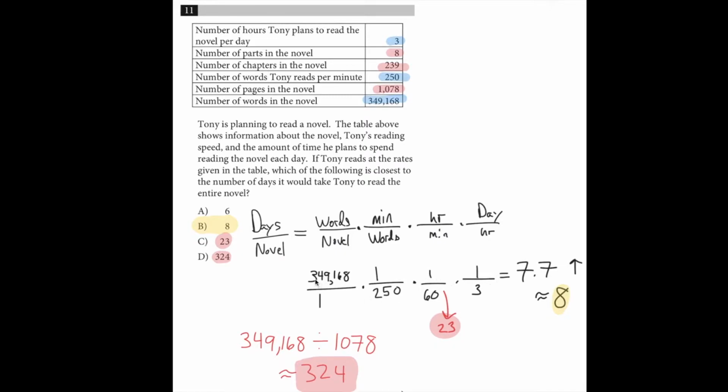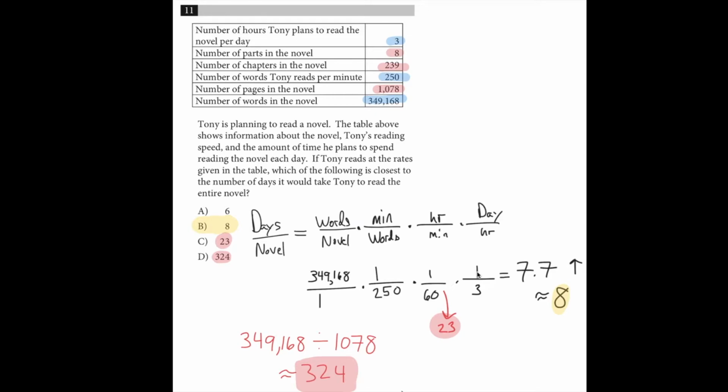It actually turns out to be just 349,168 divided by 250, divided by 60, divided by 3, and you get 7.7, which you can round up to about 8, and that's the answer. 8 days per novel.